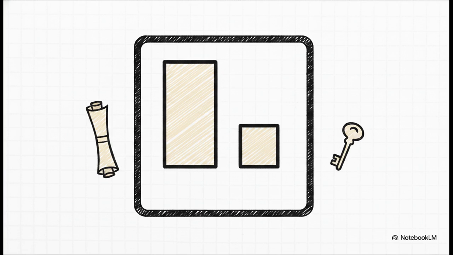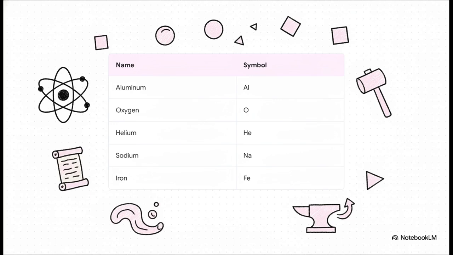And Rule 3. While many symbols come directly from the English name of the element, some of them are actually borrowed from ancient languages, like Old Latin. You can see how this plays out right here. A lot of symbols are incredibly obvious. Aluminum is simply Al. Oxygen is just O. Helium is He. But then we hit these awesome historical Easter eggs.